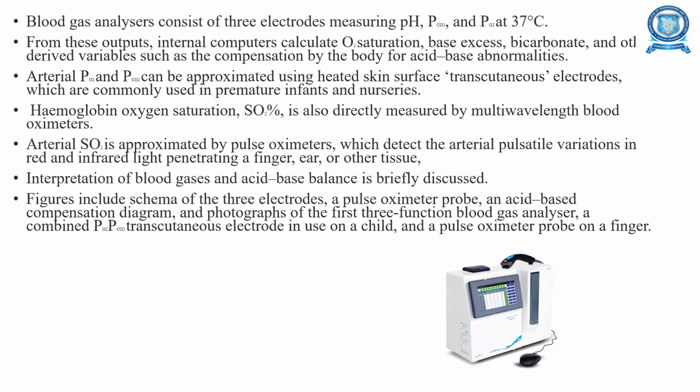This blood gas analysis consists of 3 electrodes: pH, PCO2 and PO2 at 37 degrees Celsius. The arterial PCO2 and PO2 can be approximated using the heated skin surface. Hemoglobin oxygen saturation, that is SO2 percentage, is also directly measured by multiwavelength blood oximeters. This figure shows the 3 electrodes and the pulse oximeter probe. It is an acid-base compensation diagram.